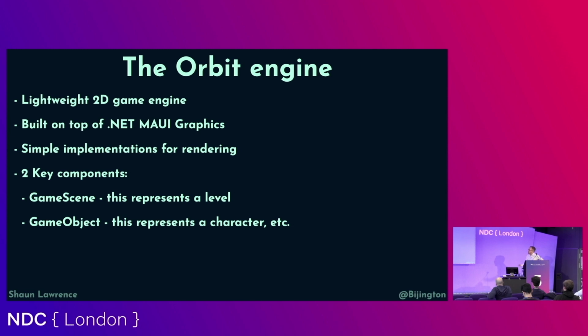And the engine itself breaks things down into two key components. You're going to have a scene, which represents a level. So in one example that we might go into, it's an air hockey table. So that will render the table, and then you're going to have objects, which will be the items moving around on that table.